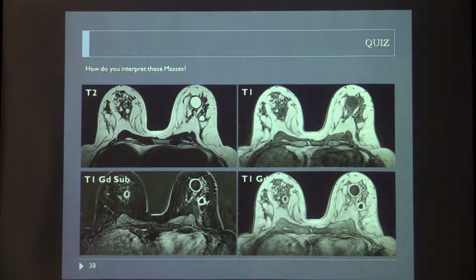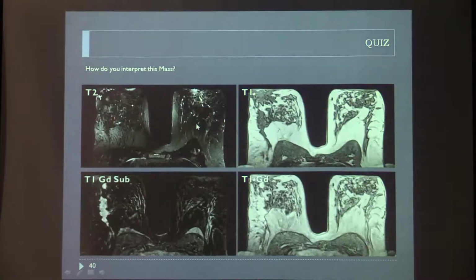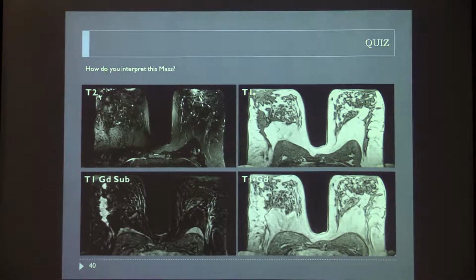What do you think about that? Resident? BI-RADS 4 or BI-RADS 2? 2, yes, of course, this is a cyst. This is an inflammatory cyst. You have a bright signal on T2. This is very easy. This one is easy too.